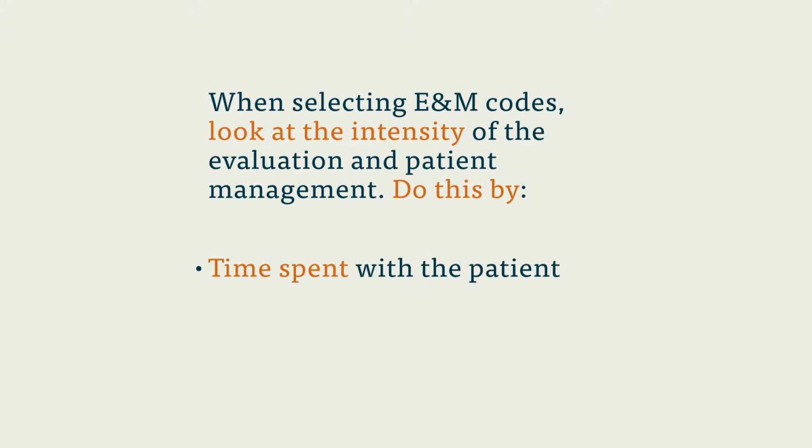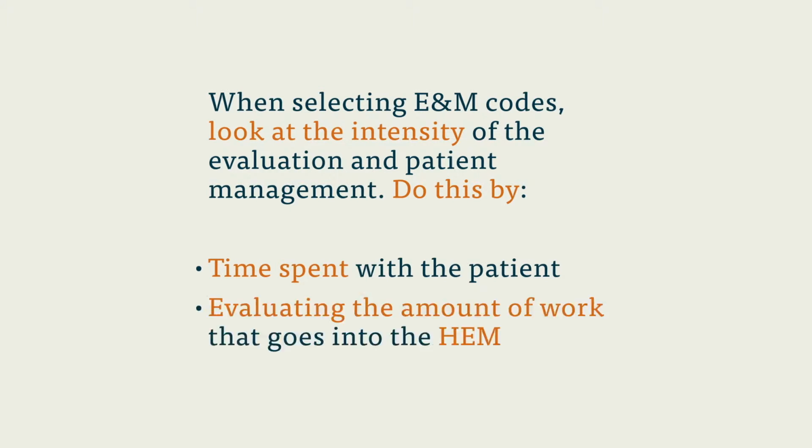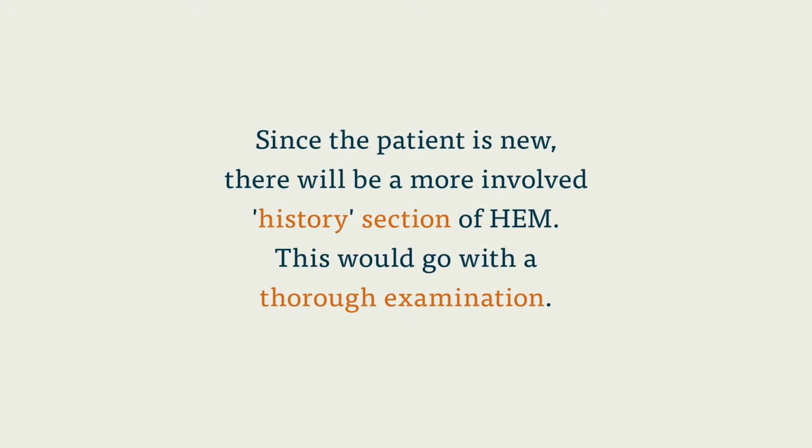When you're selecting E&M codes, you look at the intensity of the evaluation and patient management. We can do this by the time spent with the patient, or we can do it by evaluating the amount of work that goes into the HEM. E&M codes will list the level of intensity and the time of the procedure in their description. In our example, since the patient is new, there will be a more involved history section of HEM. This would go with a thorough examination. The medical decision-making of prescribing antibiotics by oral administration is relatively low risk, so this E&M procedure would probably be of low to moderate complexity.